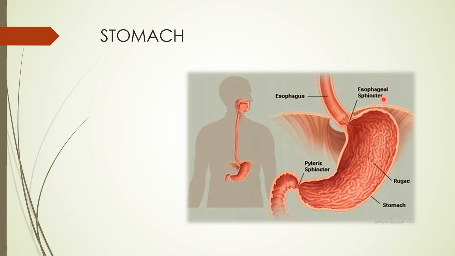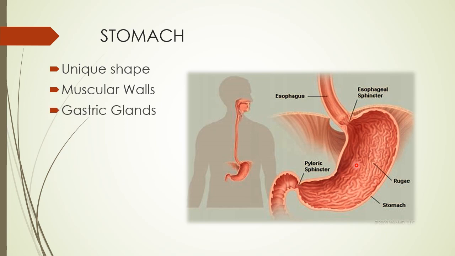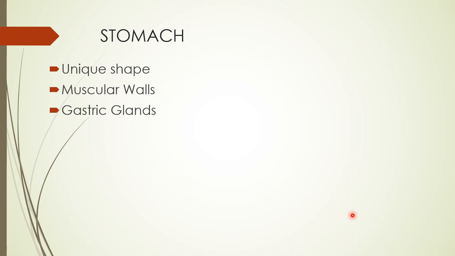Now the three characteristics of the stomach that need to be studied are the unique shape of the stomach, which allows food to stay in the stomach for a long time so that it is converted into a fluid form. Second, the muscular walls, which keep the food moving while it is inside the stomach due to contraction and relaxation of the muscle walls. And then there are the gastric glands, which are in the wall of the stomach lining. Now these gastric glands secrete three things.